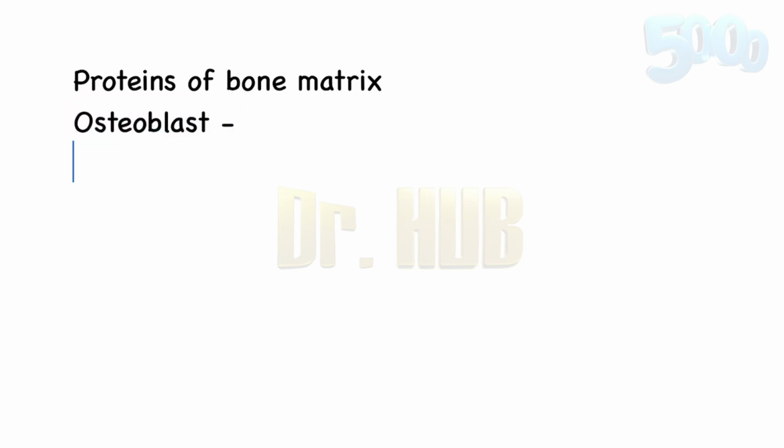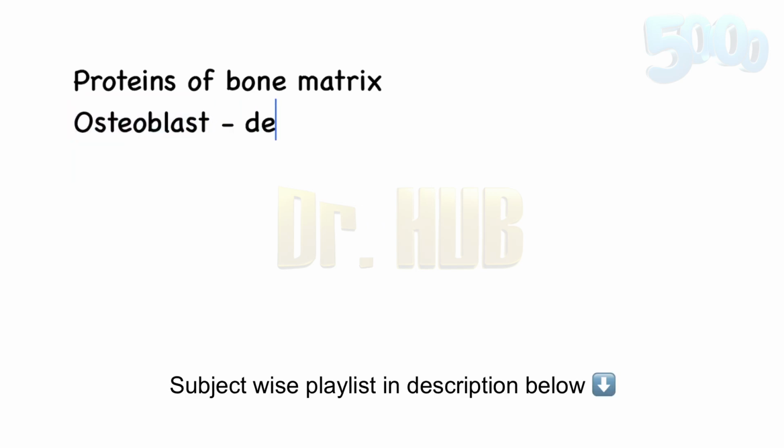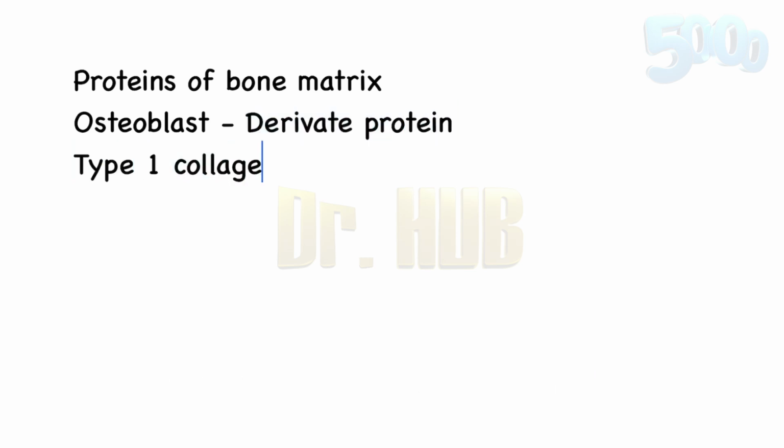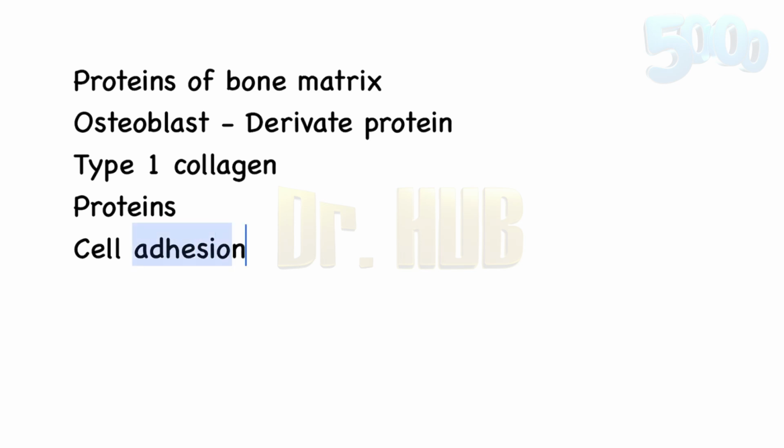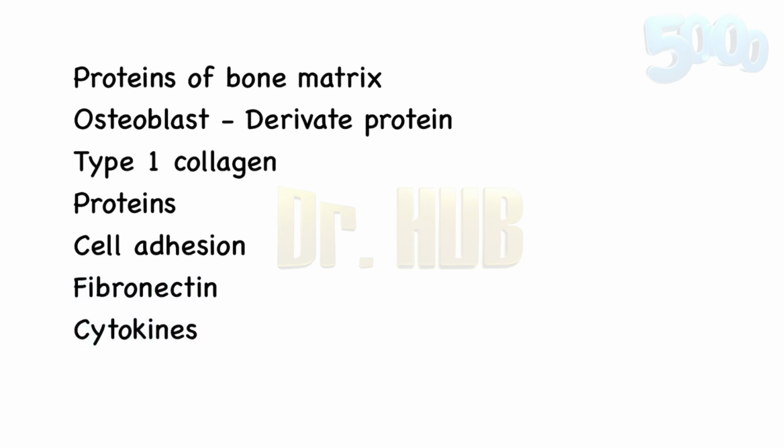Let's look at the proteins of bone matrix. So to begin with, first is the osteoblast. Osteoblast-derived proteins can include type 1 collagen, then the calcium binding proteins, that is osteonectin and the bone sialoprotein, then the cell adhesion proteins, that is osteopontin, fibronectin, as well as thrombospondin. Then the cytokines such as IL-6, IL-1 and RANKL.